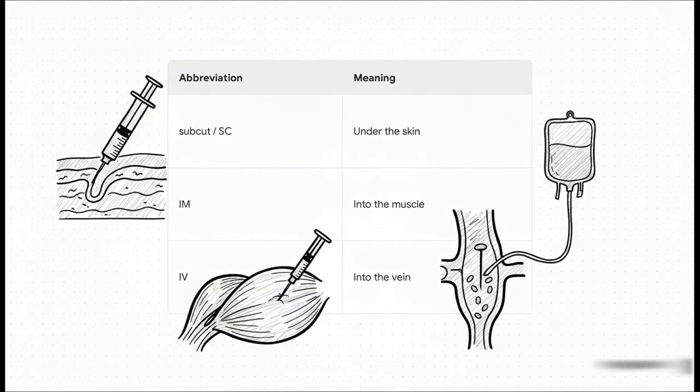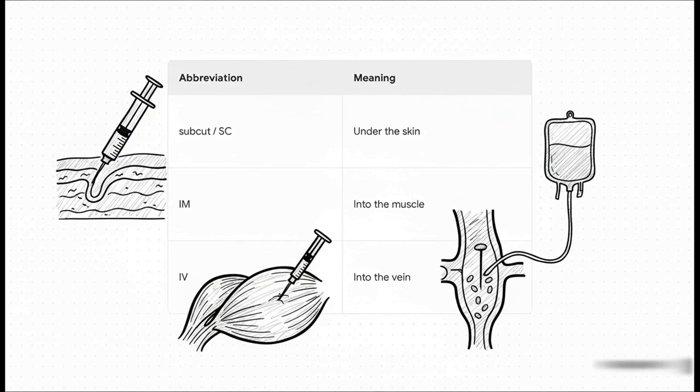Now for injections, there are 3 key terms you've got to know. Subcut, or SC, means it's injected right under the skin, like an insulin shot. IM stands for intramuscular, which means it goes deep into the muscle, like a lot of vaccines do. And finally, IV is intravenous, meaning directly into a vein.